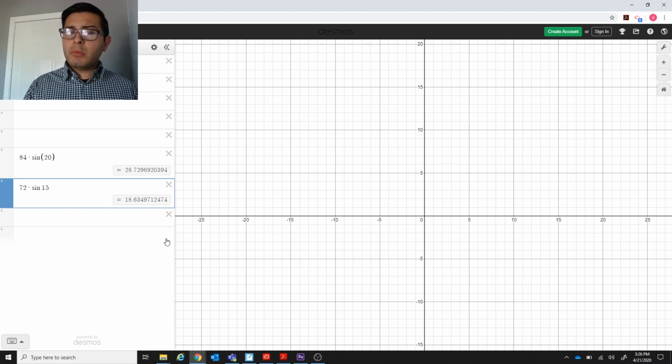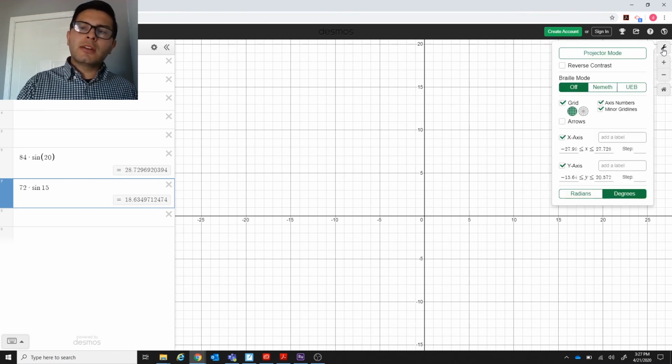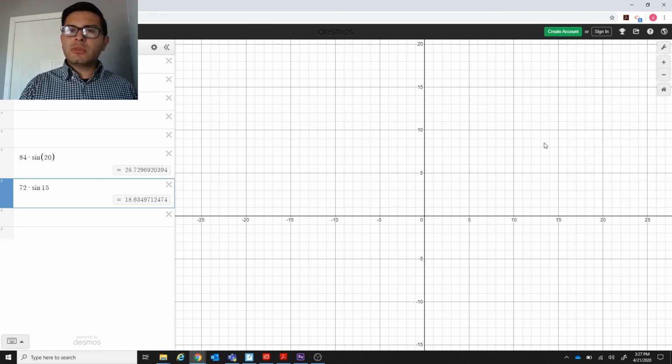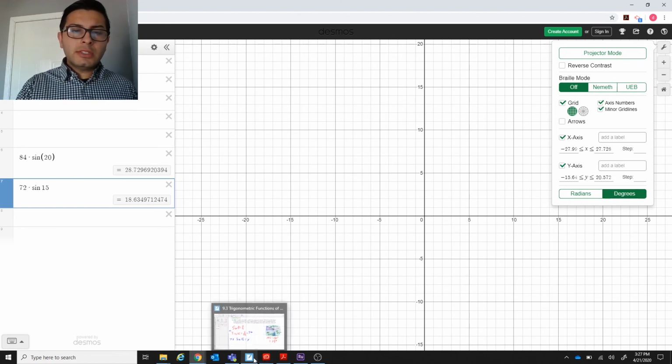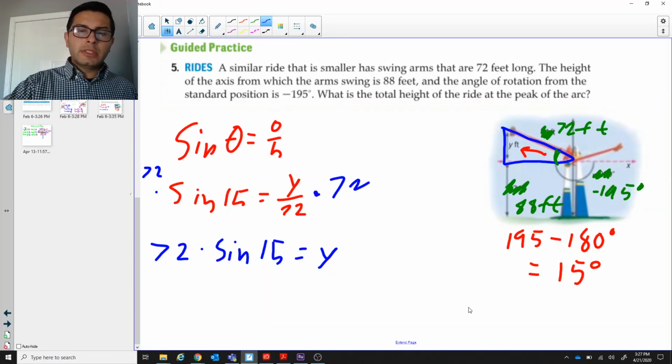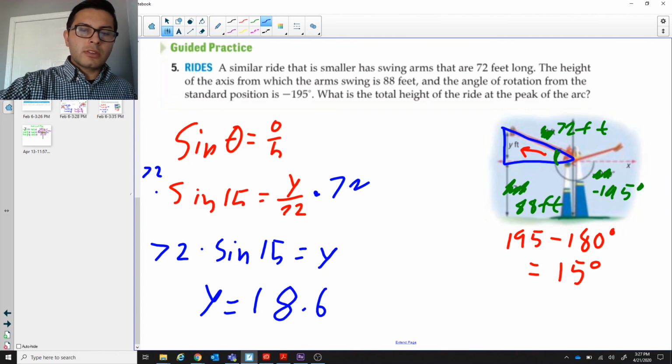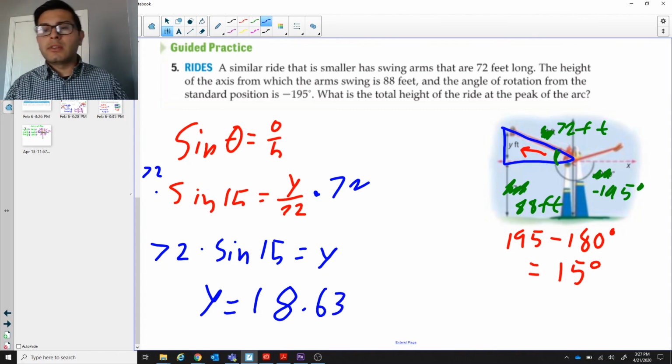Now, if we remember from our last problem, we're already in degree mode. However, we could be extra special, sure, by clicking on the settings and finding that we are in fact in degree mode. So let's go back and use 18.63, and we know that y is going to equal 18.63. Now that is not the end of our question.